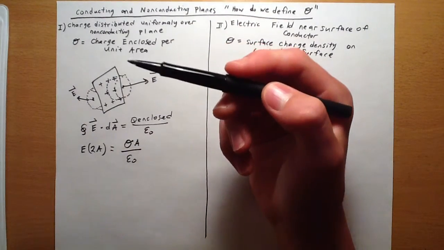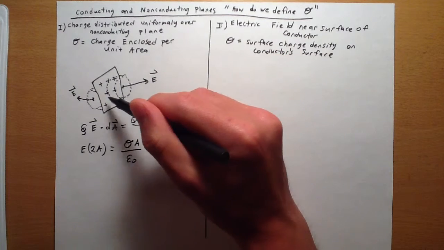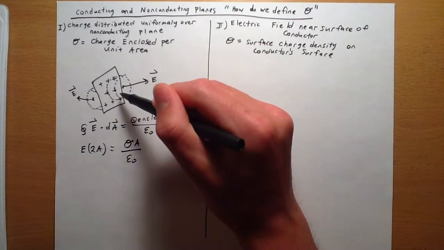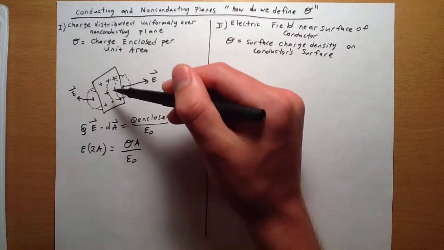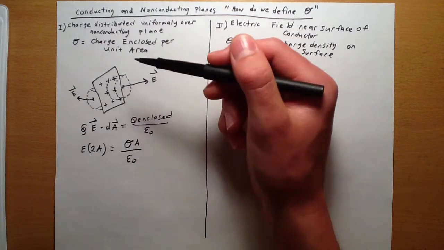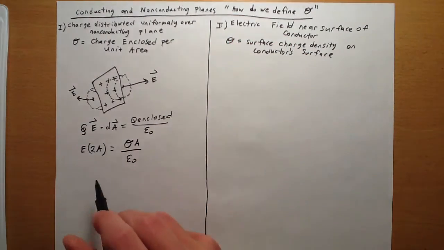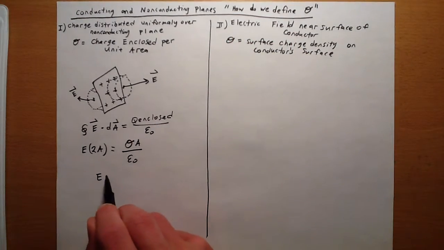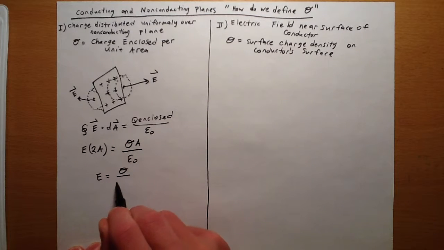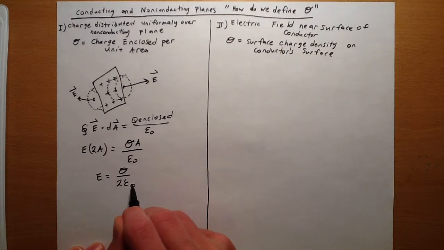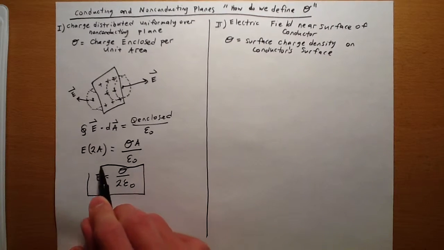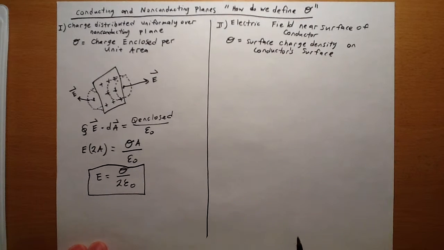Because the Q enclosed in question here is the part right above the cylinder. So, the density times the area of the cylinder will give us the charge enclosed. Solving for E, simplifying the equation, we get omega over 2 sigma naught, which is the equation we had for the previous plane equation.